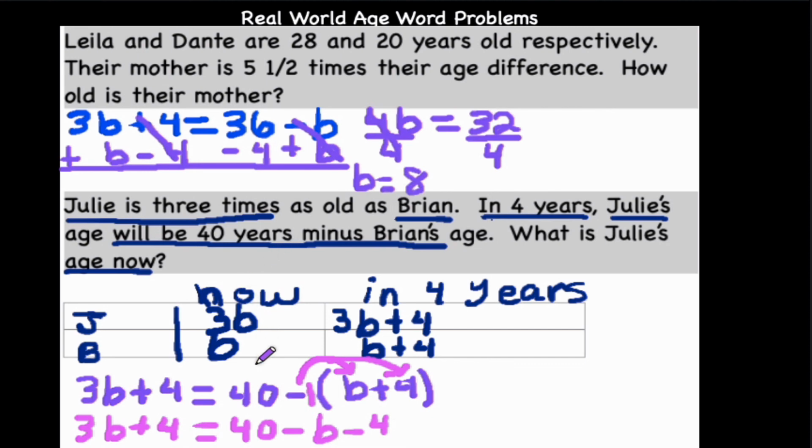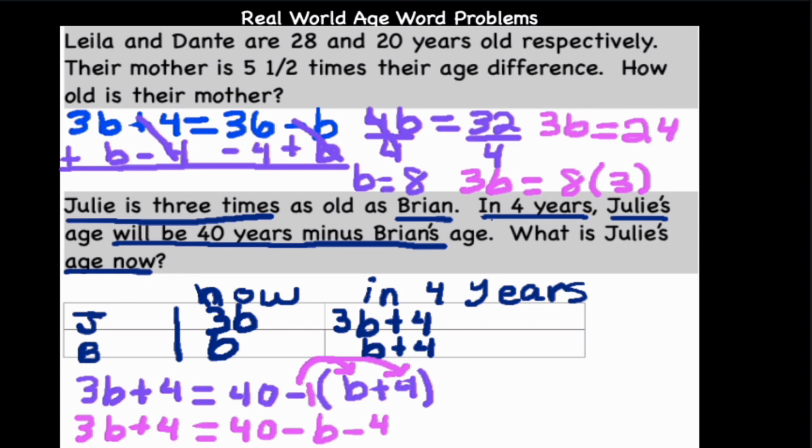So here we have Brian's age currently, but the question is asking us what is Julie's age now? So we know that we have Julie as 3b, right? So we're multiplying here. Let me change this color here. So we have 3b equals 8 times 3. Okay, so 3b equals 24. And remember, 3b is Julie's age, right? 3b matches up with J. So that means Julie is 24 years old.